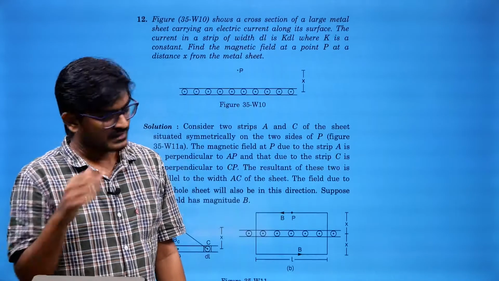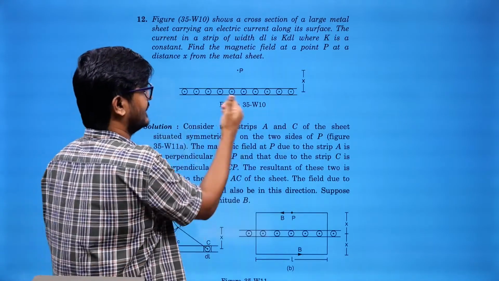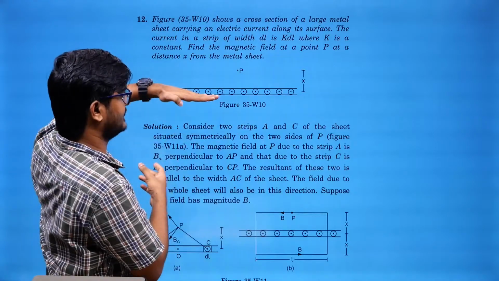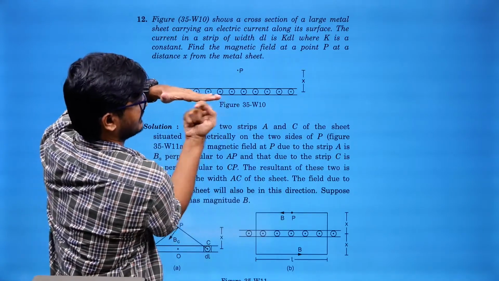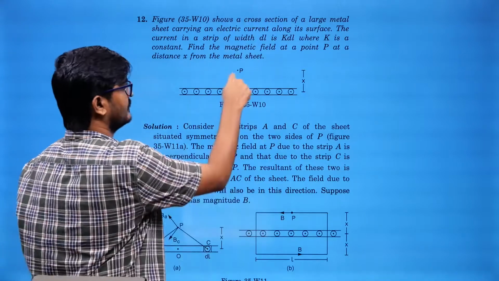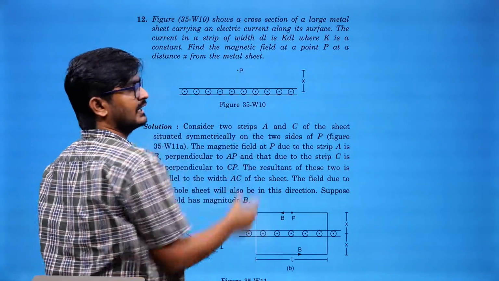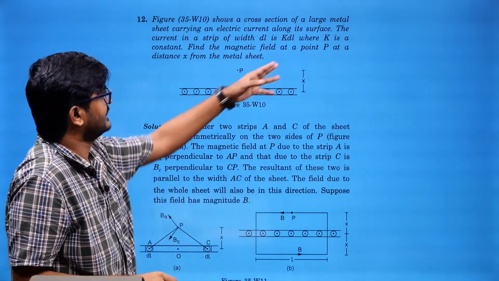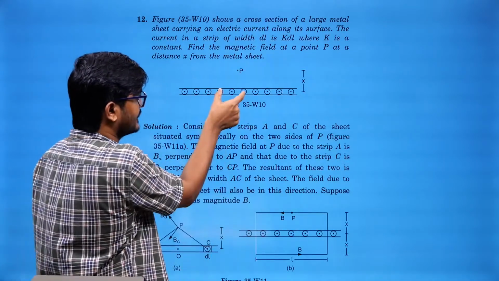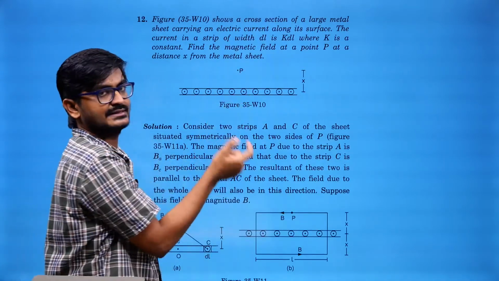Now the next one: if there is an infinite current carrying sheet, it's like a sheet. If there is a sheet like this and current is coming out, and you want to find the field here at a distance x, how much is going to be that field, where K is given as current per unit length. If you take unit length here, the current in that length is K.